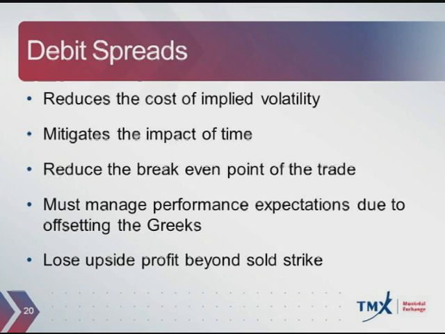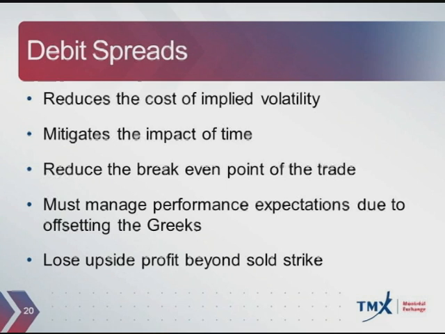Now, why we would use debit spreads, once again, reduces the cost of implied volatility. We've demonstrated that mathematically by looking at the vega of each of the positions and mathematically offsetting those two variables. It mitigates the impact of time. Again, we demonstrated the adjustment of theta. We also reduce the break-even point by lowering the cost of the trade, but we must manage our performance expectations due to the offsetting of the Greeks.